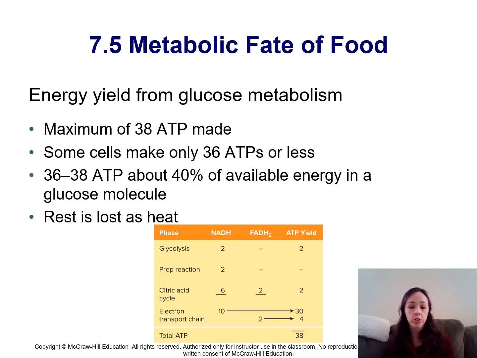So from one glucose molecule, we have generated a maximum of 38 ATP. 2 from glycolysis, 2 from the citric acid cycle, and 34 from the electron transport chain. Although this is a lot of ATP, this only represents about 40% of the available energy from our glucose molecule. The rest is lost as heat, as stated from that second law of thermodynamics. There are some cells, though, that do not even generate this much ATP. These produce only 36 or less ATP per molecule.